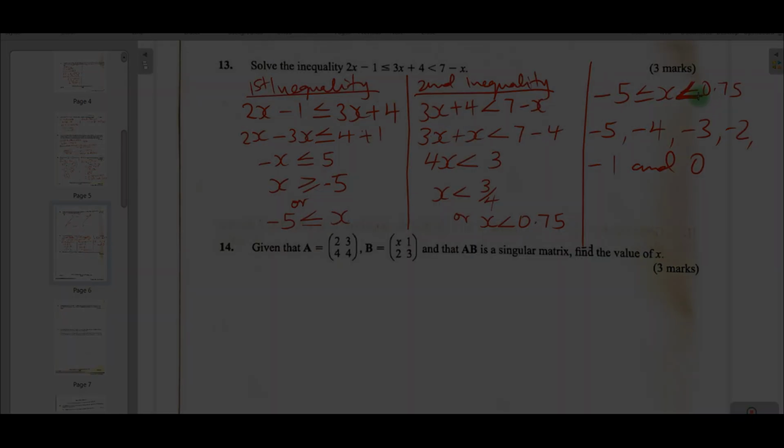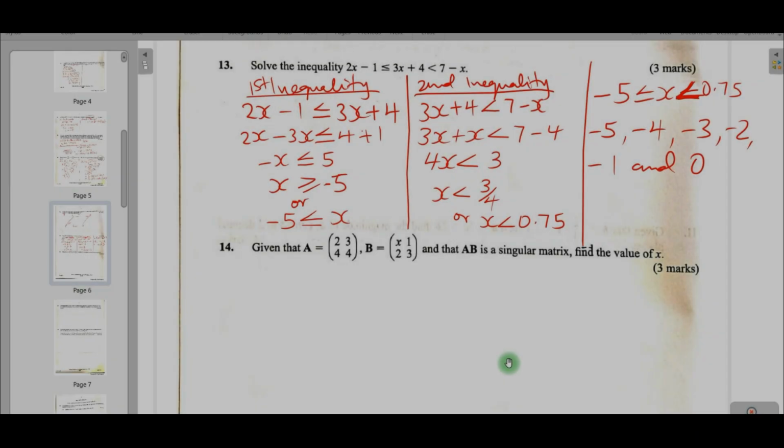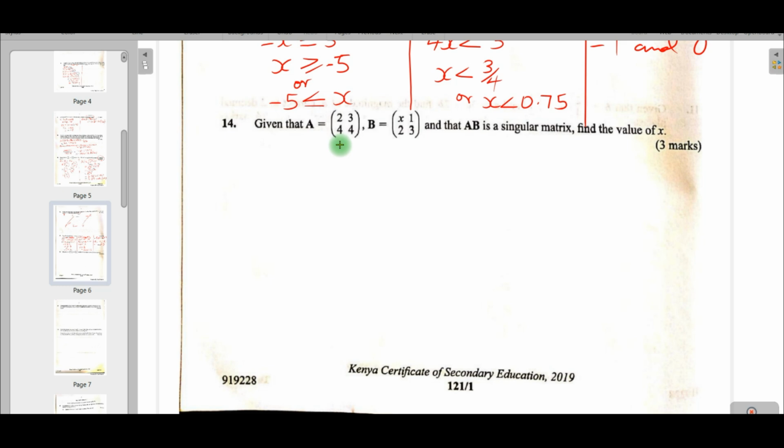Then question number 14. Given that matrix A is 2, 3, 4, 4, matrix B is x, 1, 2, 3, and that AB is a singular matrix, find the value of x. For a singular matrix, that means AB is a singular matrix. So the determinant of matrix AB will be equal to 0. So we need to multiply the matrix A and B first. Then from there, we equate its determinant to 0.